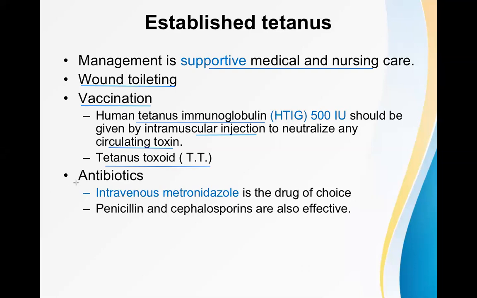Another important management is antibiotics. Remember, this disease is caused by bacteria, so antibiotics have to be given. Any type of antibiotic you can give among this list, like metronidazole or penicillin. Both are equally commonly used. This is an anaerobic organism, so metronidazole is an important drug, and in many textbooks it is also written as the drug of choice. But penicillin and cephalosporins are also effective.